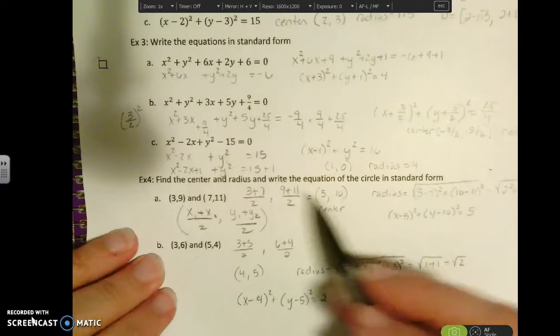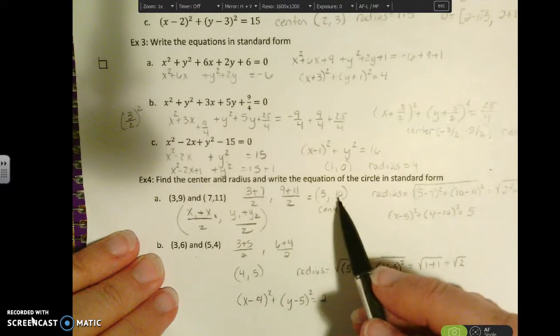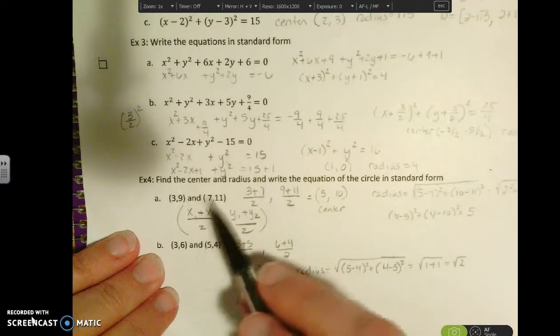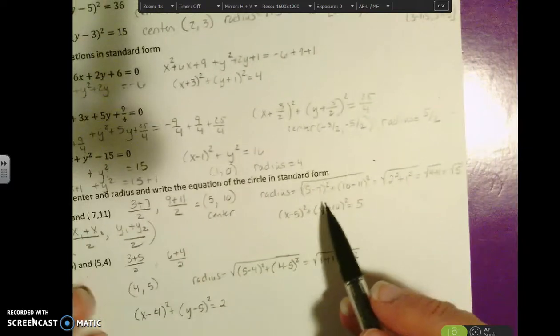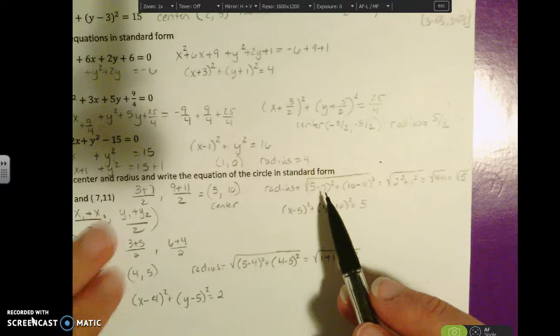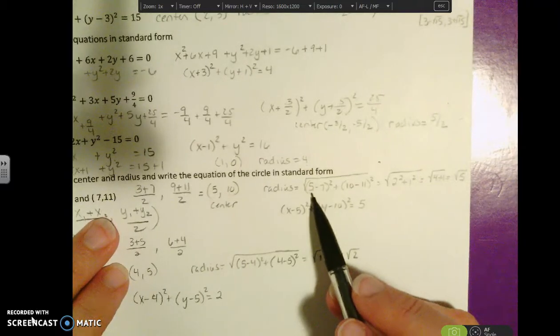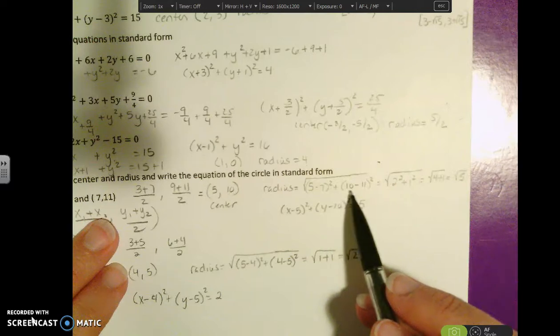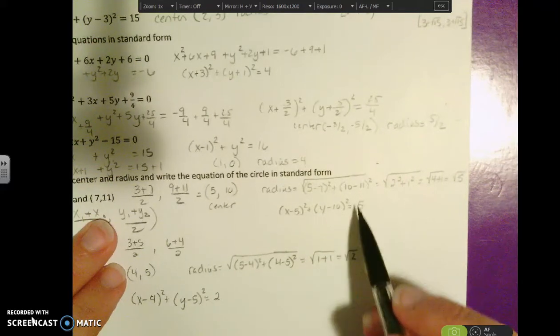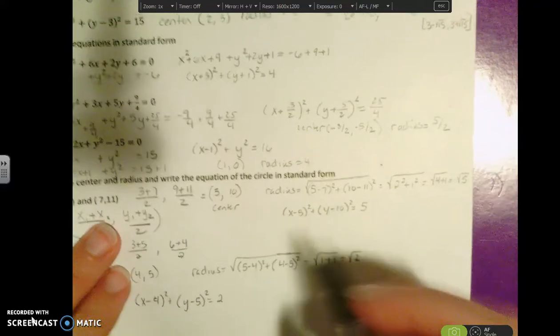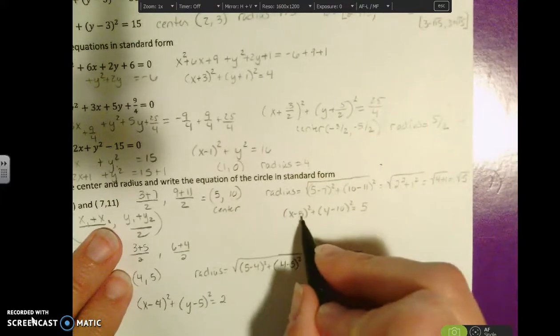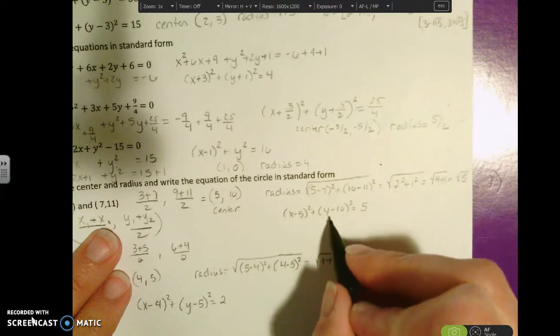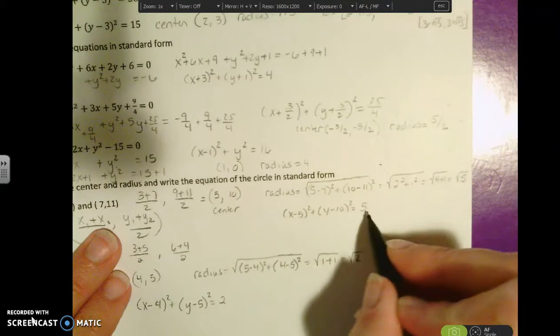Now the radius would be the distance from the center to either one of these points. So I'm going to do the distance formula, and I did the distance formula with the 7 and the 11. So it's (5 - 7) squared plus (10 - 11) squared, and I end up with the radius is 5. So now I know my equation of my circle is (x - 5) squared plus (y - 10) squared equals 5.